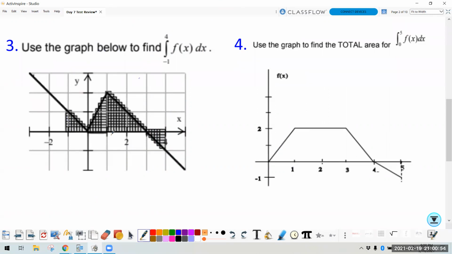And since it's a definite integral, any area above the x-axis and below the x-axis that are the same are going to be a net area of 0. So those I'm not going to count. They cancel each other out.